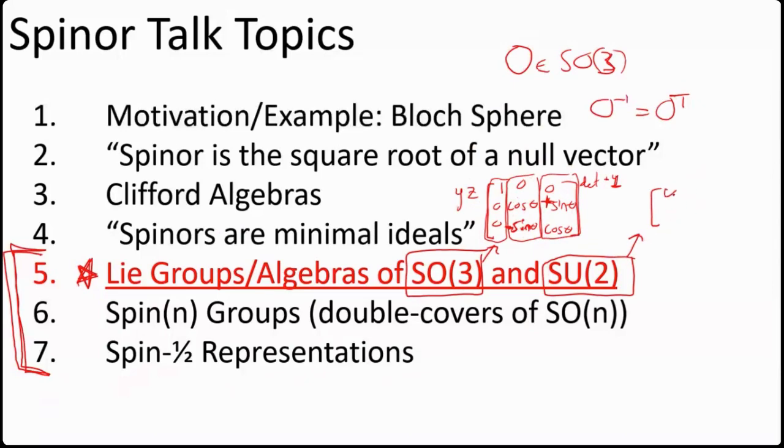And then SU2, I forget exactly what they look like. Is it like this? Basically, if U is a member of SU2, their inverse is not the transpose, but the complex transpose. So that's like you complex conjugate and then transpose. The 2 means 2 by 2.